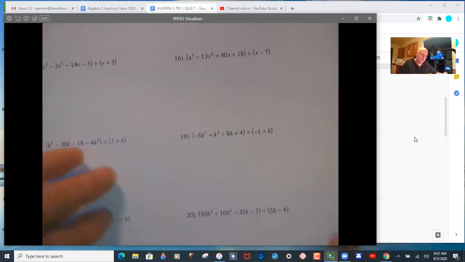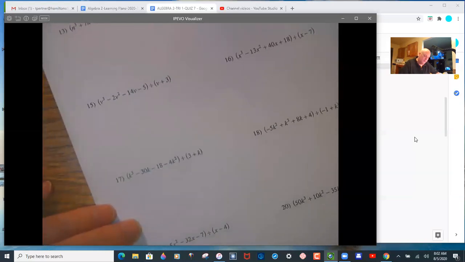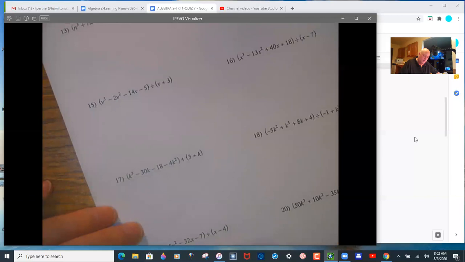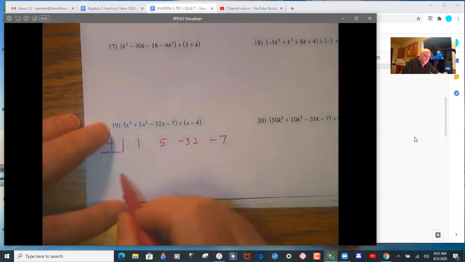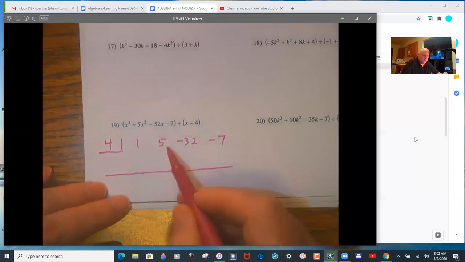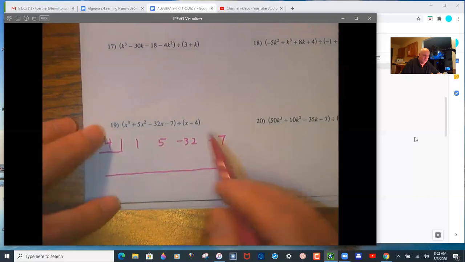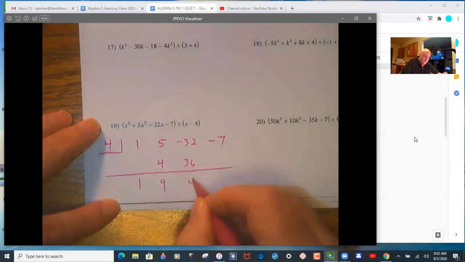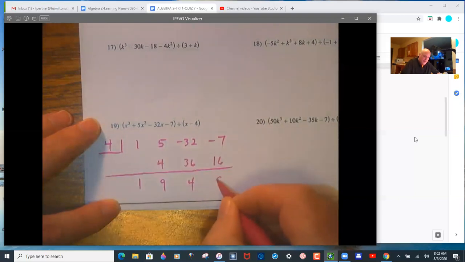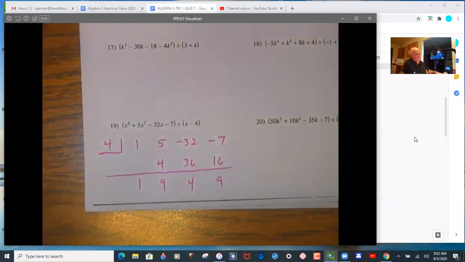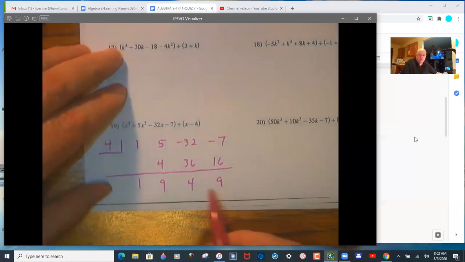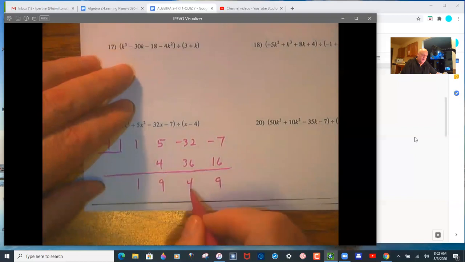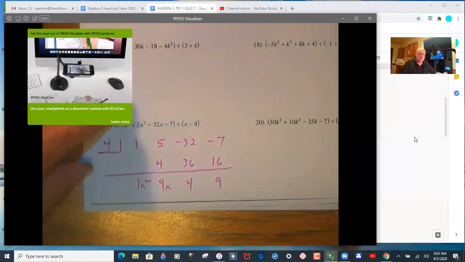Let's do problem 20. We can't do 20. Let's do problem 19. So we've got 4. We got 1, 5, negative 32, negative 7. All powers are represented. In other words, it starts with cube, squared, x, and the number. Drop it down, multiply, add, multiply, add, multiply, add. So now you just go left to right. This is the remainder, this is the x term, this is the x squared.